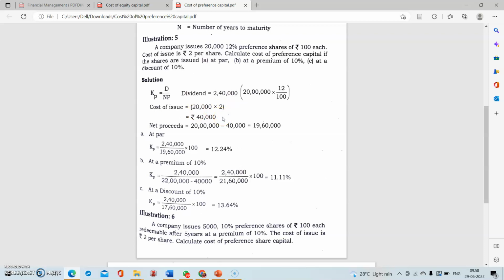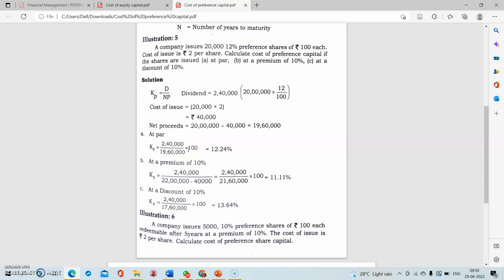And let us see the net proceeds in the first case, if it is issued at par. If it is issued at par, this is the face value which we have already calculated, minus 40,000. Even though the issue was at par, you lost 40,000 as issue expenses. So you got only 19,60,000. That is the net proceeds if the shares are issued at par.